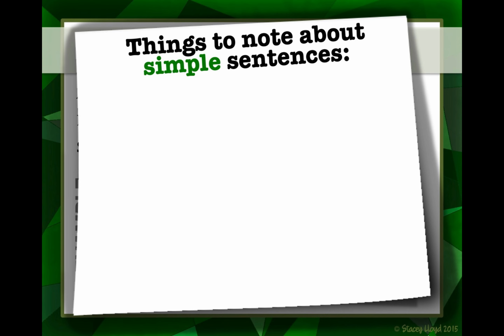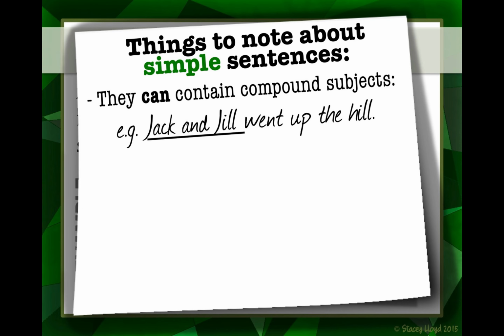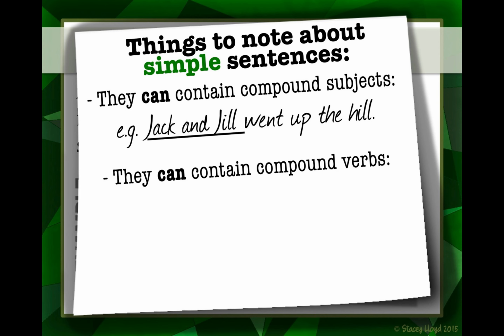So things to note about simple sentences are they can contain compound subjects. So that means there's going to be 2 subjects in there, or even maybe 3. So look at this example: Jack and Jill went up the hill. I've got how many subjects in there? I've got 2 subjects. So those are called compound subjects. That means there's just more than one.